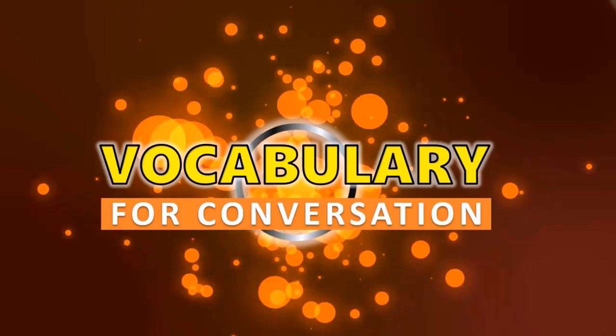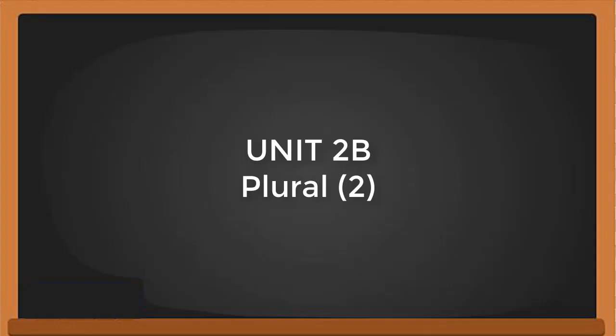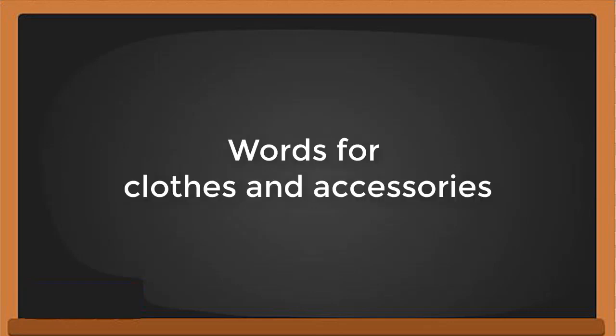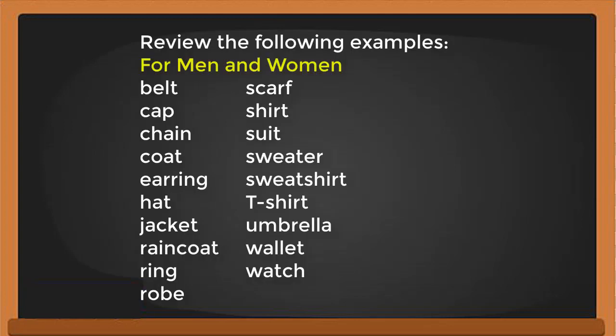Now we're going to continue our lesson about plural, still about plural. We're going to learn vocabulary for clothes and accessories. You can review here the following examples. There are clothes and accessories that are for men and women. You can see here, there are belt, scarf, cap, shirt, and so on.